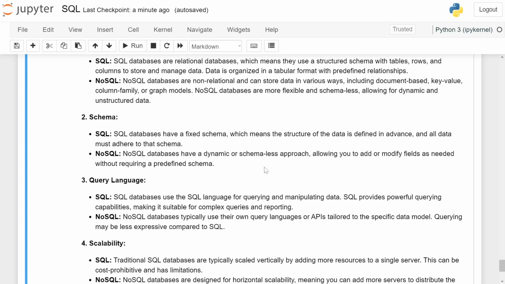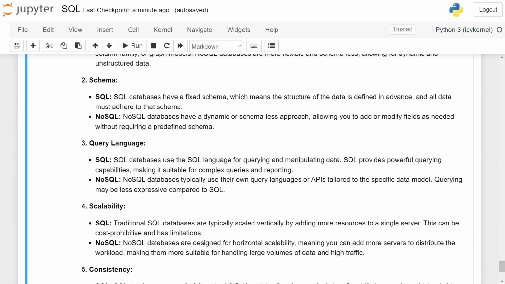Second, schema. SQL databases have a fixed schema, which means the structure of the data is defined in advance and all data must adhere to that schema. NoSQL databases have a dynamic or schema-less approach, allowing you to add or modify fields as needed without requiring a predefined schema. Query language. SQL databases use the SQL language for querying and manipulating data.